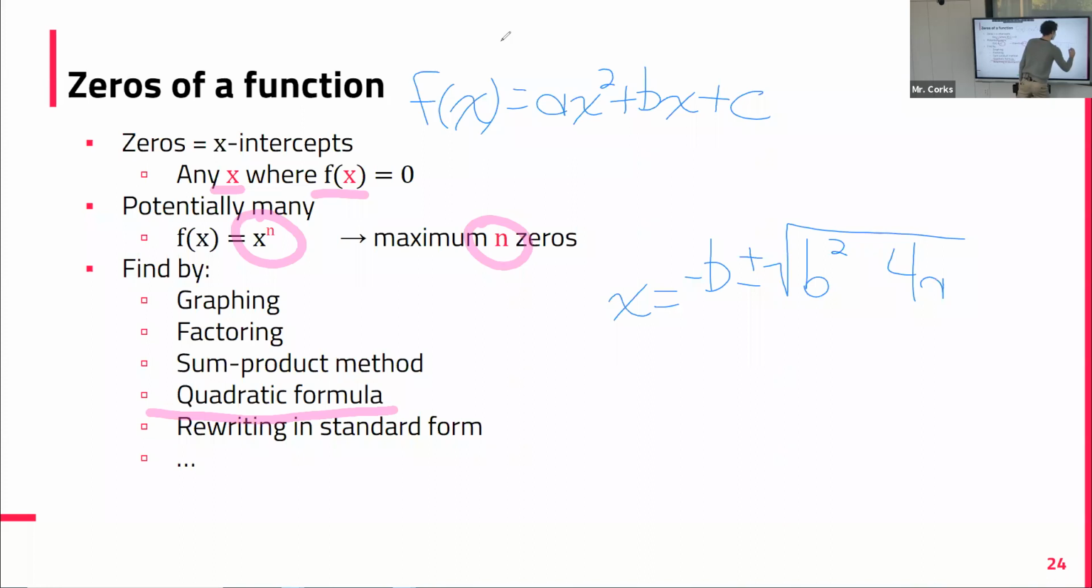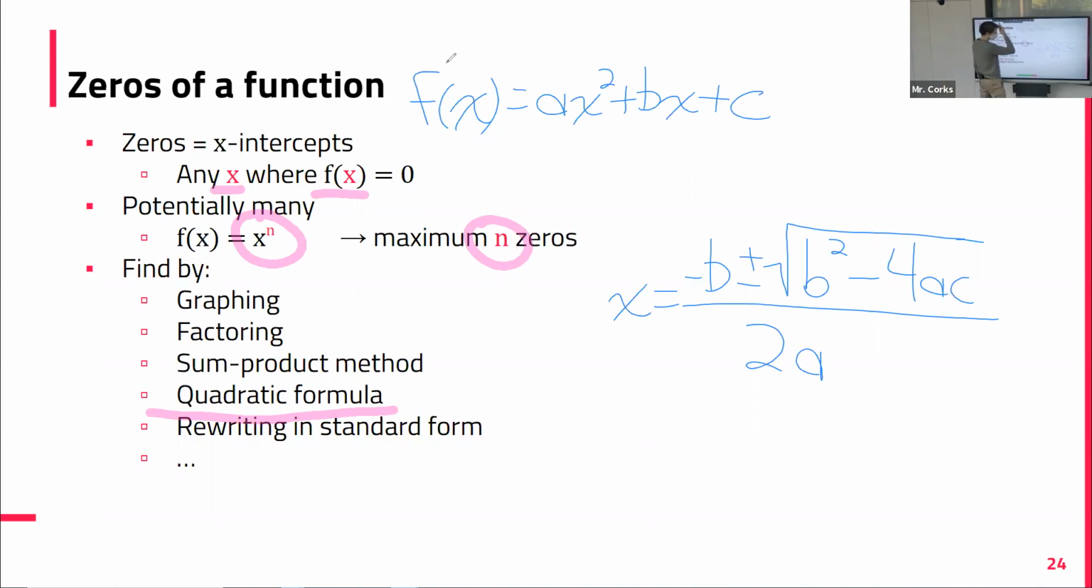4AC all over 2a. What's the operation between the b squared and the 4? Minus there. That is the quadratic formula.